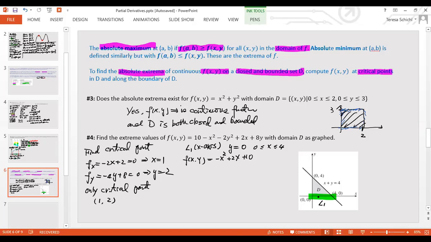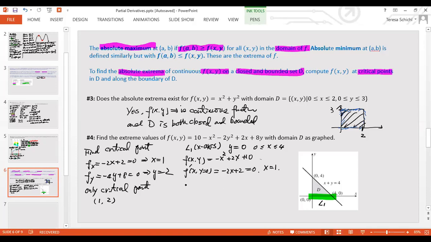Okay, so now, this is back to the Calc 1. So I can say the derivative is here, right? I can say this is the x, y equal to 0. So the derivative here will be negative 2x plus 2, equal to 0. x equals 1, right? So this is my critical point.